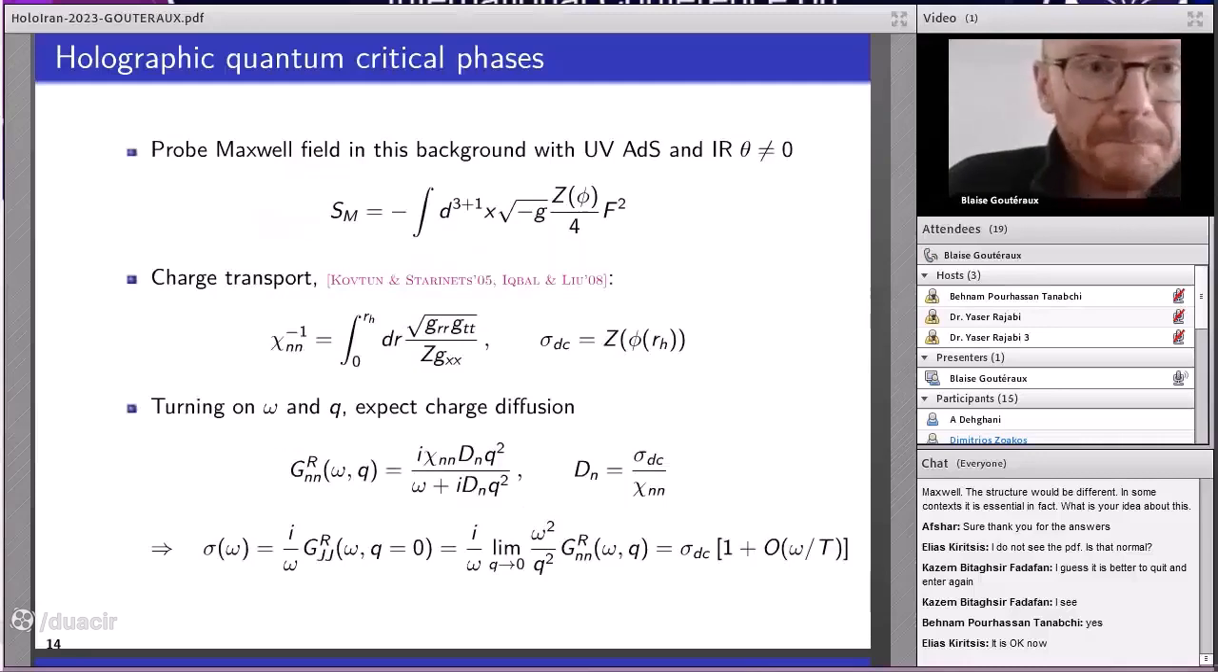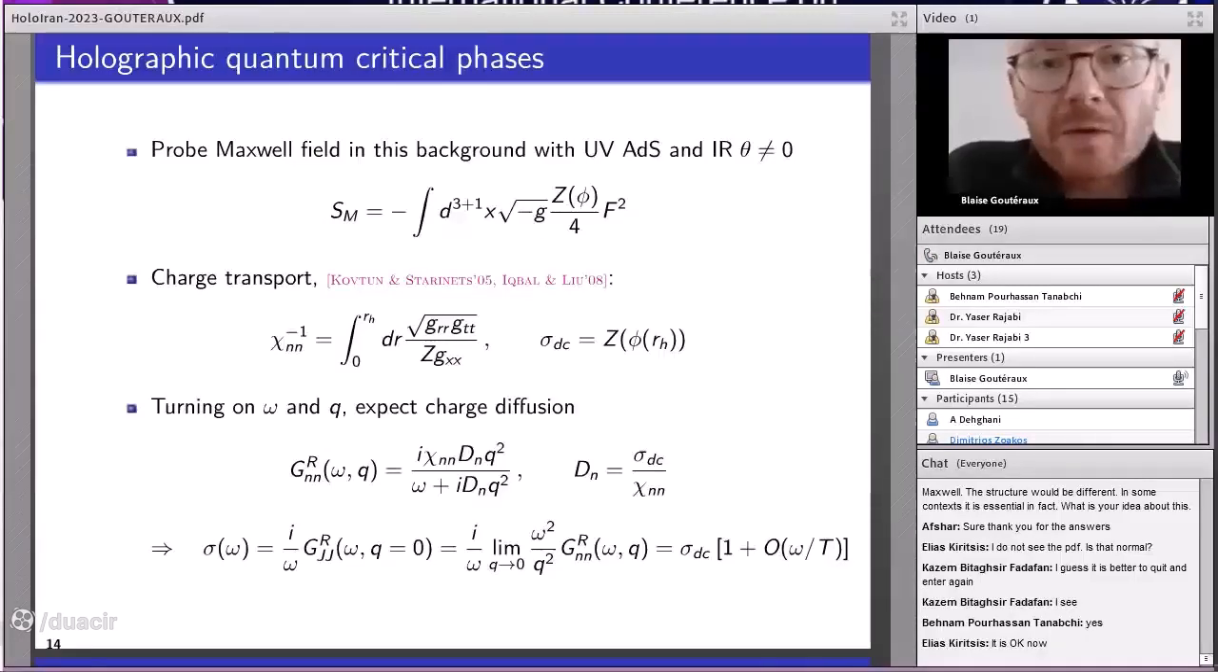Then what I want to do right now is to consider a probe Maxwell field in this background of UV AdS and infrared with non-trivial hyperscaling violation. This, you remember, in the beginning of the talk, this is where we saw simple charge diffusion. So again, the properties of charge transport are the same as before. For the static susceptibility, KNN, and the DC conductivity, they're controlled by parameters of those states.